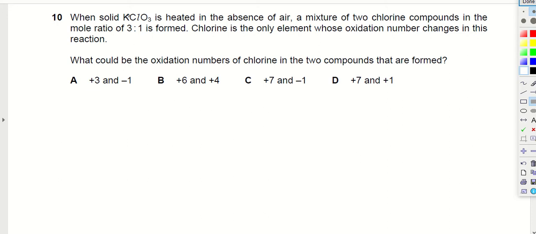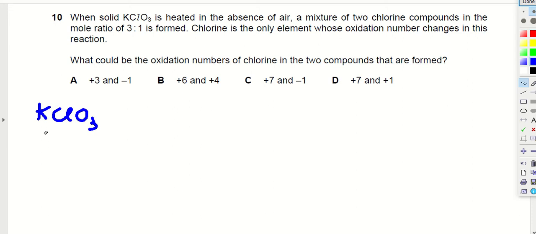Okay, now we only have one reactant, which is heated and produces two chlorine compounds. Since chlorine is the only element whose oxidation number changes in the reaction, we can conclude that this is a disproportionation reaction. So the Cl in the KClO3 disproportionates into two different compounds.